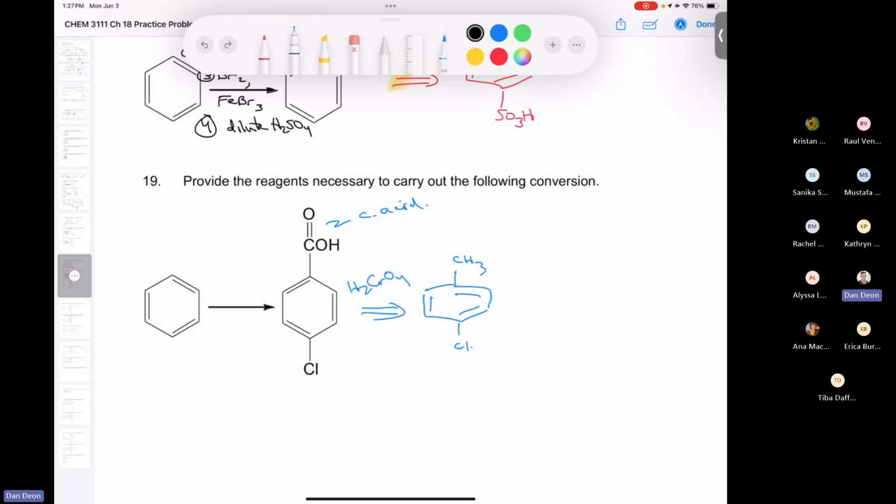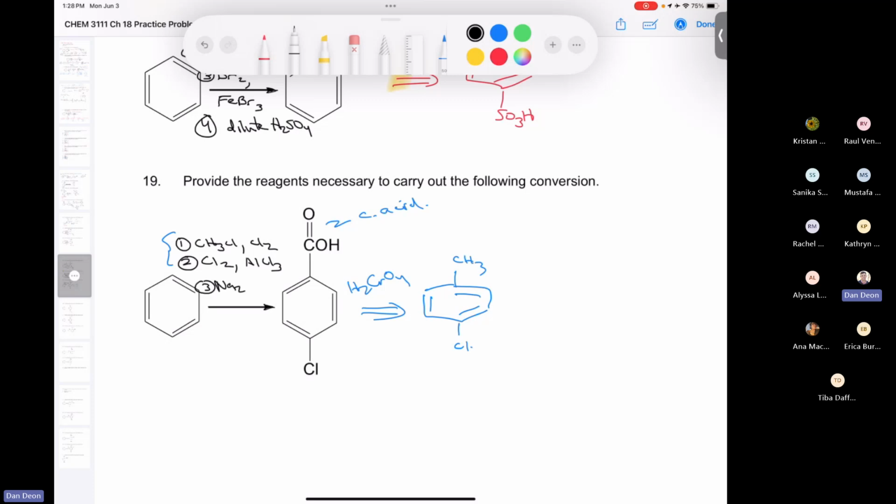And so in step 1, we're going to use methyl chloride, aluminum chloride, that installs our methyl group. Then in the second step, we're going to use chlorine and aluminum chloride. So that's going to make the compound in blue. Compound in blue would be done. Then in the last step, you just need to oxidize the methyl group to a carboxylic acid. So for that, you need chromic acid.